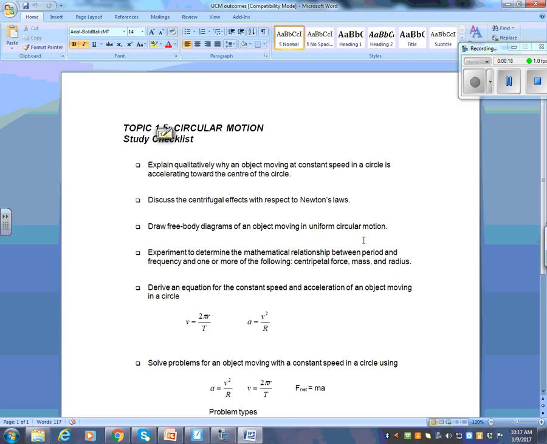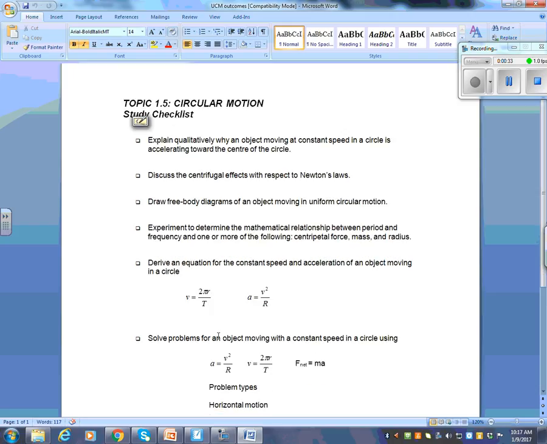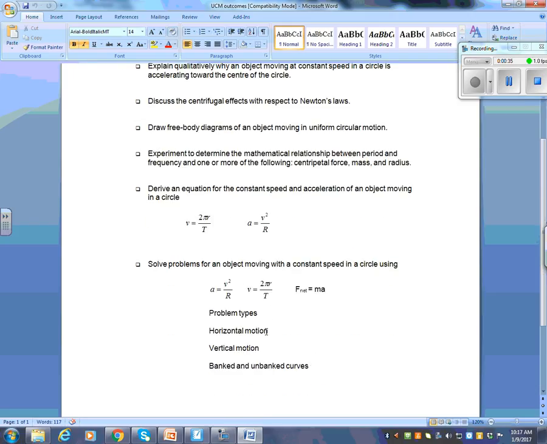Experiment to determine the mathematical relationship between period and frequency and one or more of the following. We're going to do them all. Derive an equation. Oh, so it actually says that you're supposed to derive an equation. I'll do it with you. I'll show you the way. Solve problems for an object moving with a constant speed in a circle using those ones there.